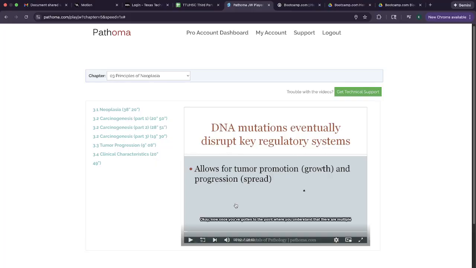Carcinogens are agents that damage DNA, increasing the risk for cancer. Important carcinogens include chemicals, oncogenic viruses, and radiation. Alright, and then this is where we start this video.